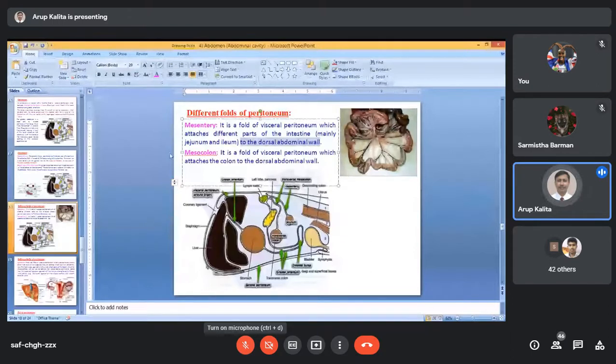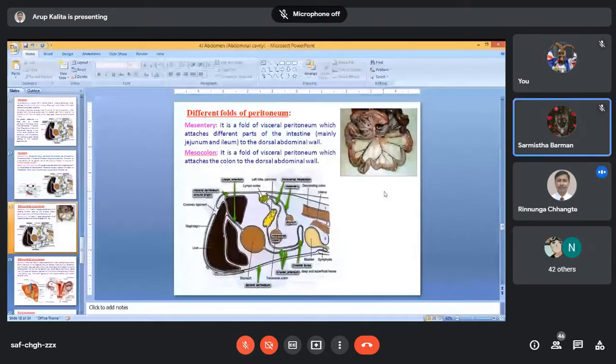The mesocolon is also a fold of visceral peritoneum. Here it is connected with the colon to the dorsal abdominal wall. This is the colon, this is the dorsal abdominal wall. So colon is connected with a separate type of double fold of peritoneum called mesocolon. So now if somebody asks you what are the folds of peritoneum, you have to tell the folds of peritoneum are omentum, mesentery, mesocolon. Okay? Okay or not? Yes, sir.